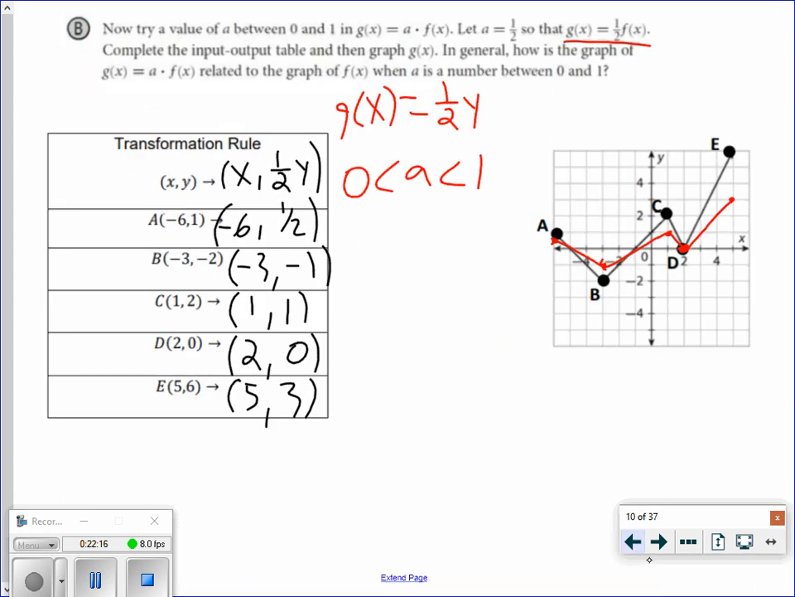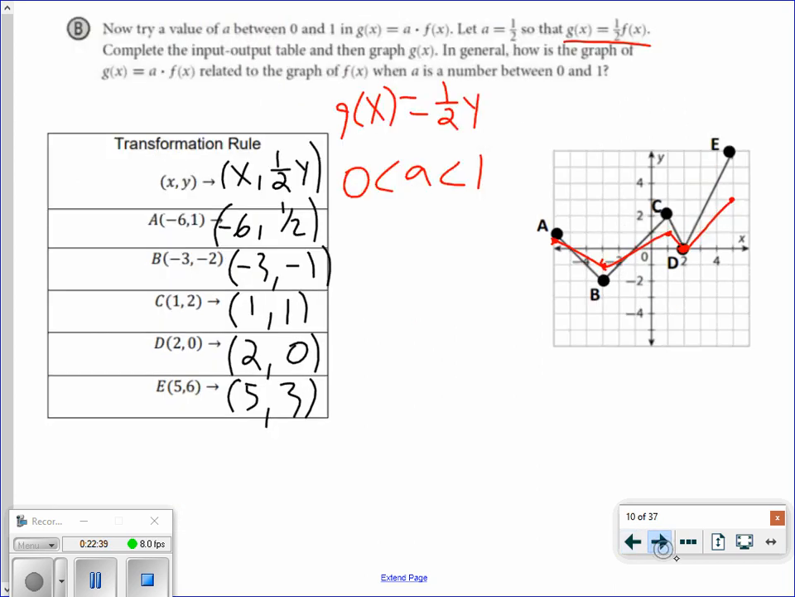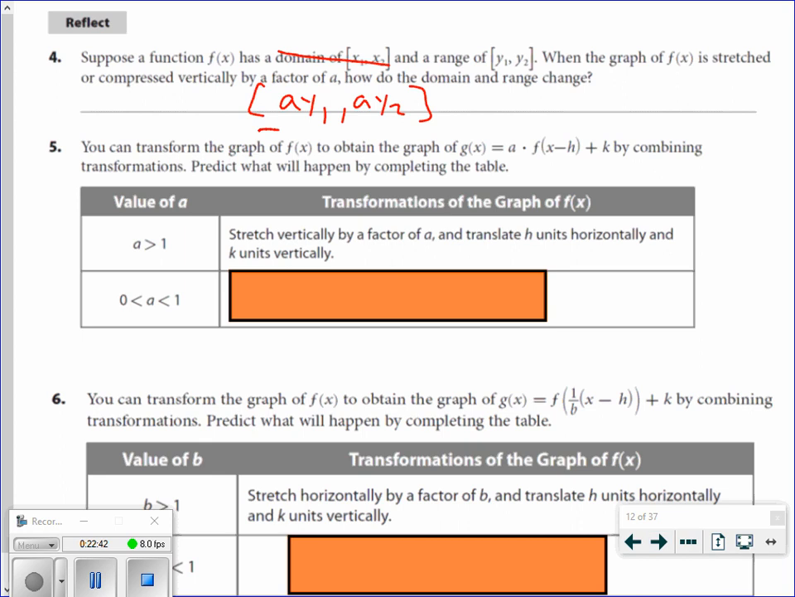And really, if you go back here where we had an a greater than 1, we saw on our graph right here, our domains didn't change. All we did was we stretched each point by a factor of 2. The range got bigger by a factor of 2. So you would multiply the endpoints of the y1, y2 by your a factor. So that's exactly what you do. That's what we said here. The domain does not change, but you multiply the y1 and the y2, the endpoints of your range, by a, the factor that you're stretching by.